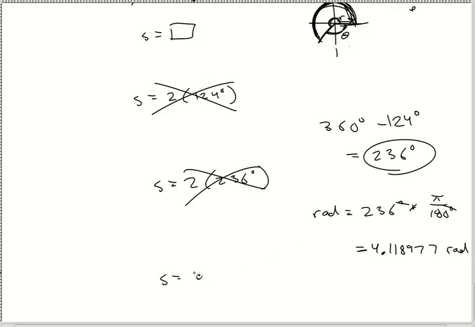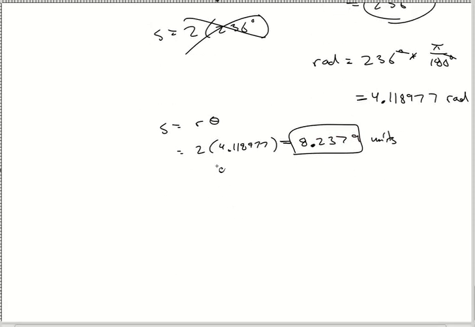Now, can I do S is equal to, again, R theta. S is equal to 2 times 4.118977. And finally, the answer is yes. That's good. 8.2379. And again, this is in units. I don't know what kind of units it is. Inches, meters, whatever it is.